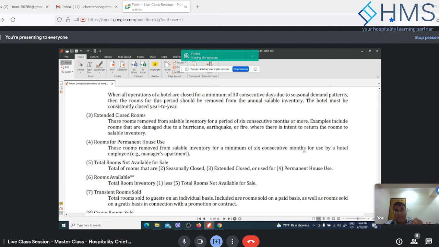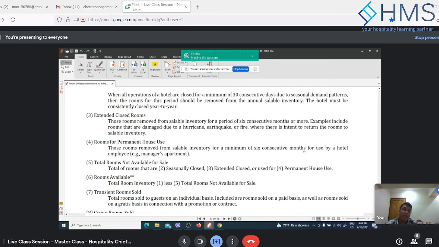So normally, to remove inventory from available rooms, owners keep a control. There is always a document which needs to be filled out if a room is supposed to be removed from the inventory. But because for us, we are the operator and also the owner, we don't really do that.